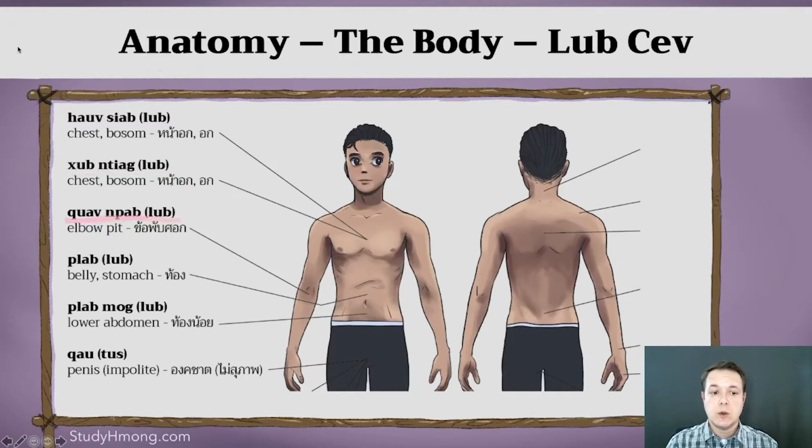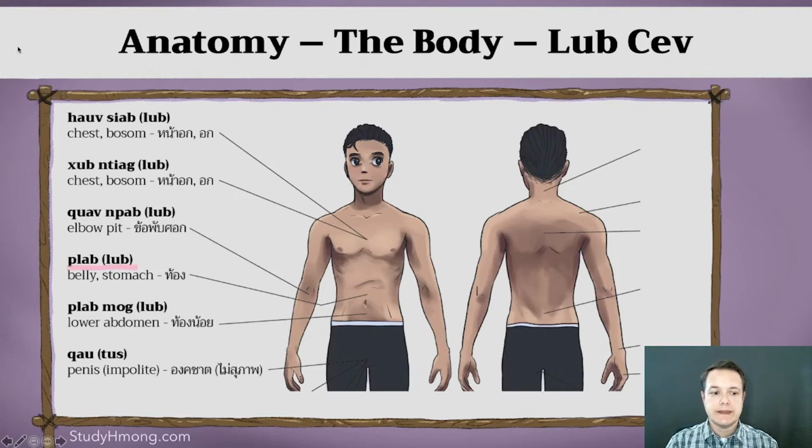Next is guamba. The classifier is lu, and that's the elbow pit, which is essentially the side, the part of skin exactly opposite the elbow on the arm, that joint where the two parts of your arm come together. Next is bla. Classifier is lu, and that's the stomach or the belly.